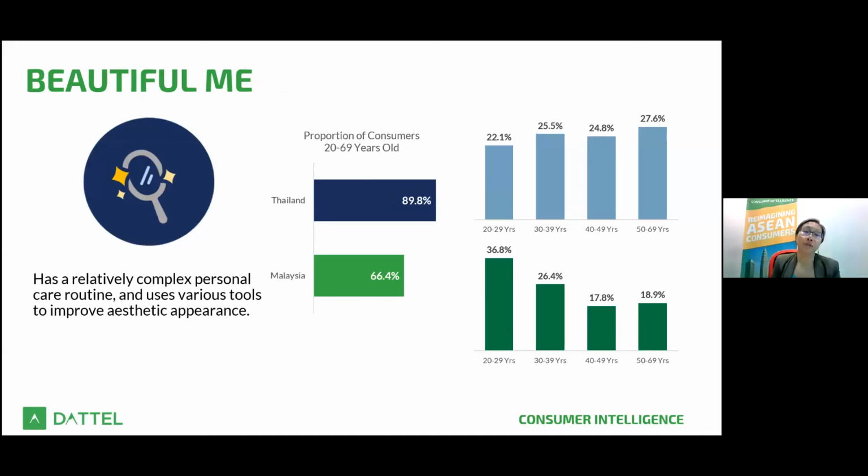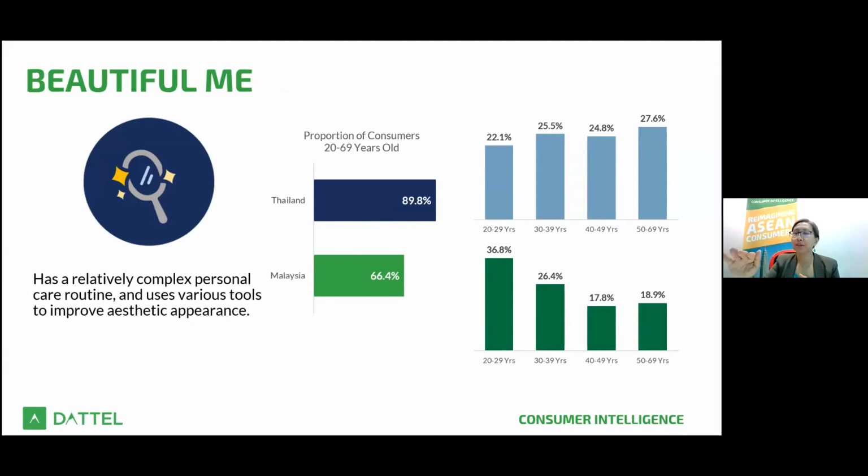Next one is Beautiful Me. So Beautiful Me is basically somebody who has relatively a complex personal care routine. And because they use a lot of different tools to improve, it's really about their aesthetic appearance. Not about fitness, but it's just more about skincare and so on and so forth. And physical facial beauty, I would say, more than anything else. So again, we saw earlier that Beautiful Me was much higher in Thailand compared to Malaysia.